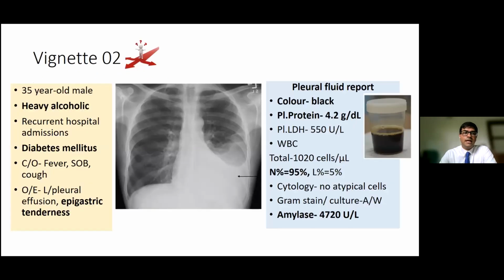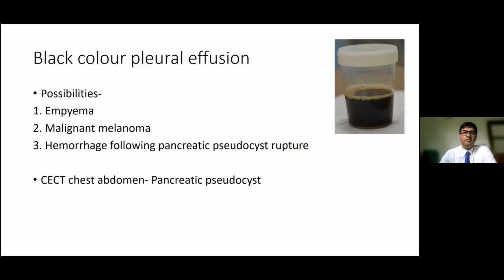Case number 2: a 35-year-old male, a heavy alcohol consumer with recurrent hospital admissions and diabetes, presenting with fever, difficulty in breathing, and left side epigastric pain. In the chest X-ray, there is a left side pleural effusion. The pleural fluid color is black, and it is an exudative effusion, neutrophil predominance, and amylase is very high. So, a black colored pleural effusion.